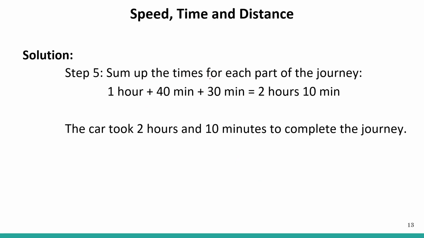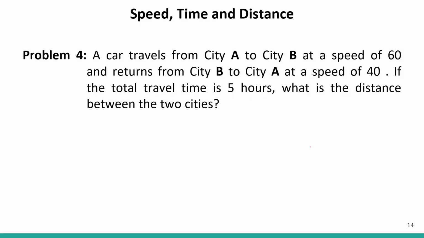Okay. So summing up the times for each part of the journey, 1 hour plus 40 minutes plus 30 minutes is equal to 2 hours 10 minutes. So the car took 2 hours and 10 minutes to complete the journey.